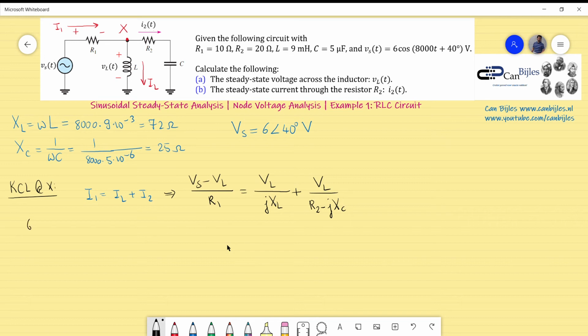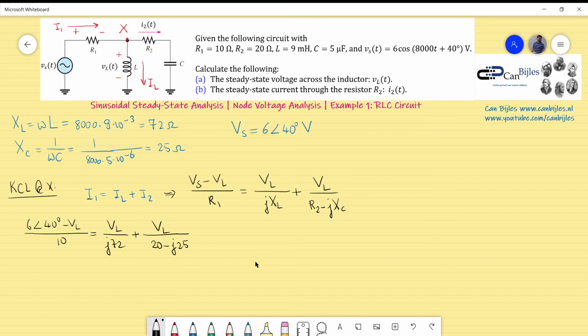So I have 6 phase 40 degrees minus VL divided by 10 is equal to VL divided by J72 plus VL divided by 20 minus J25. Okay, that's actually for this expression. So what do we do next? Now we can convert all of these expressions into the polar representation. That will be handy when we divide the terms here, so I will do that also.